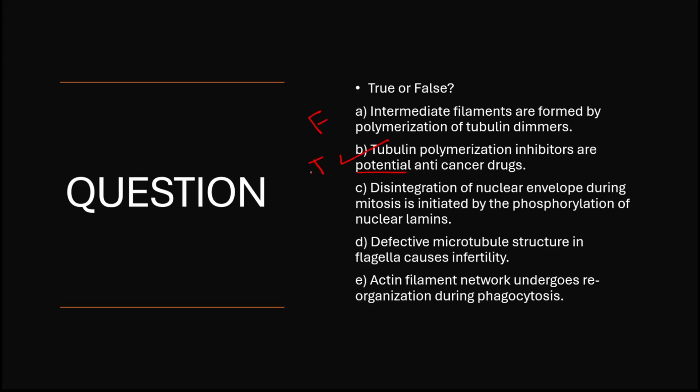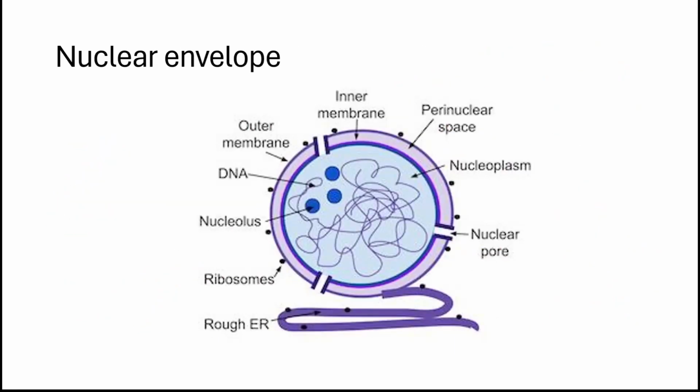The third statement says that disintegration of the nuclear envelope during mitosis is initiated by phosphorylation of nuclear lamins. Now, as I said, the nuclear envelope is a barrier that is present between the nucleus and the cytoplasm. So, a barrier between the nucleus and the cytoplasm.